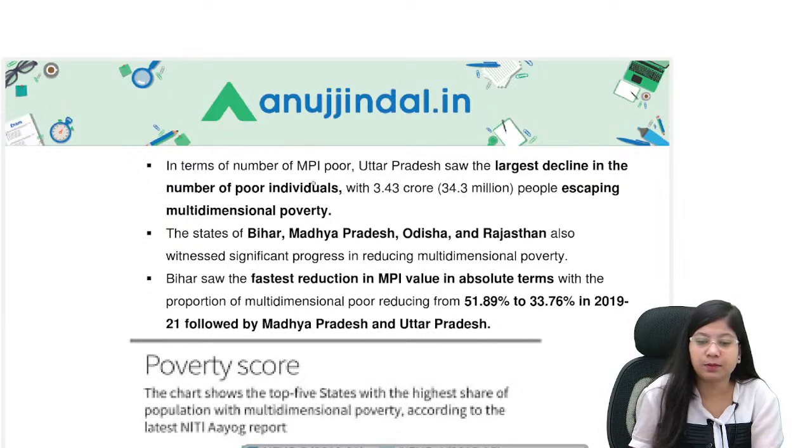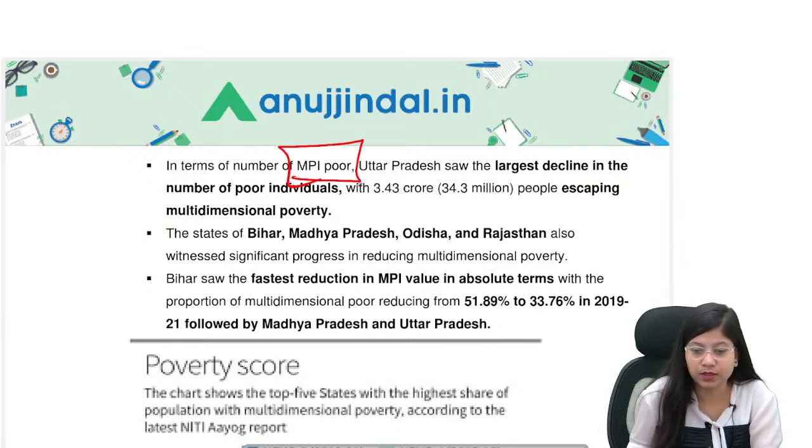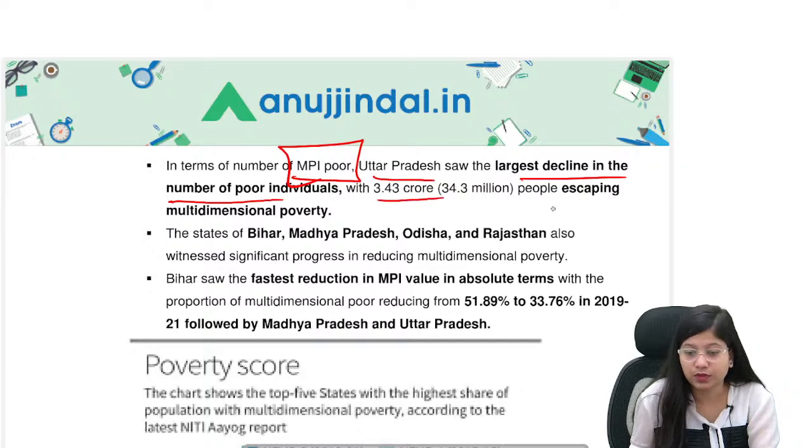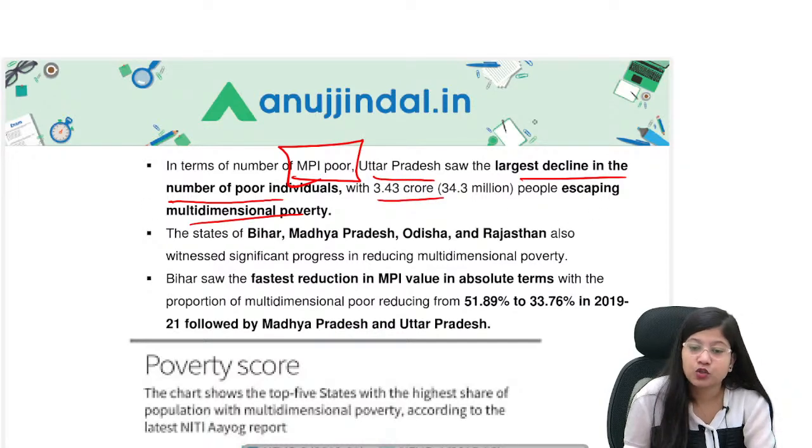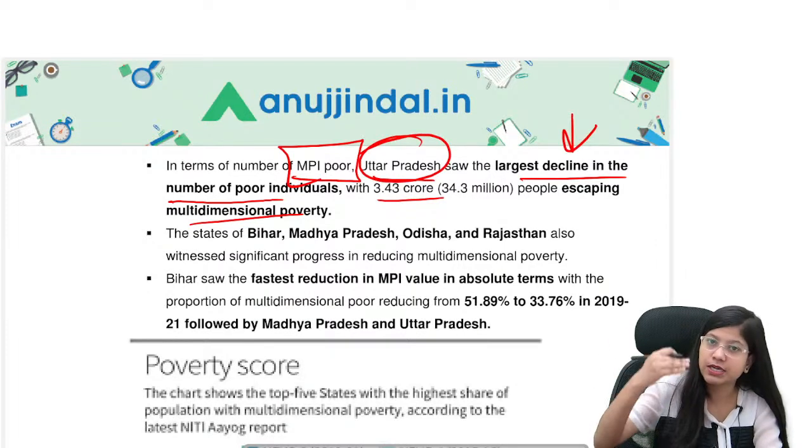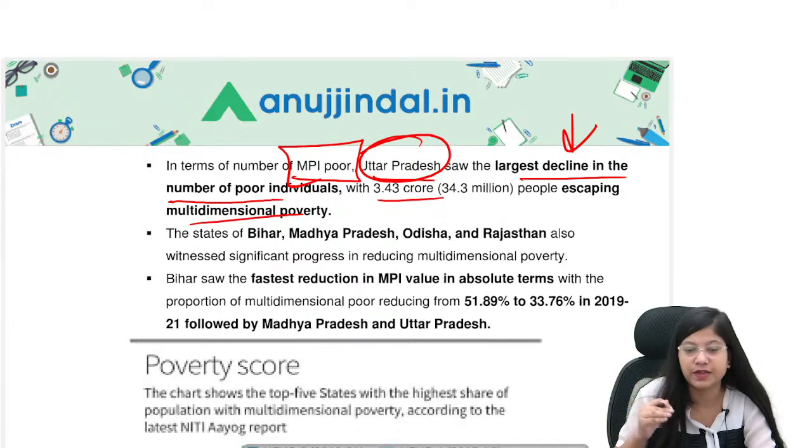In terms of the number of multidimensionally poor people, Uttar Pradesh saw the largest decline, with 3.43 crore people escaping multidimensional poverty. So Uttar Pradesh has the largest decline. Uttar Pradesh also has the largest population, and it has also faced the largest decline.